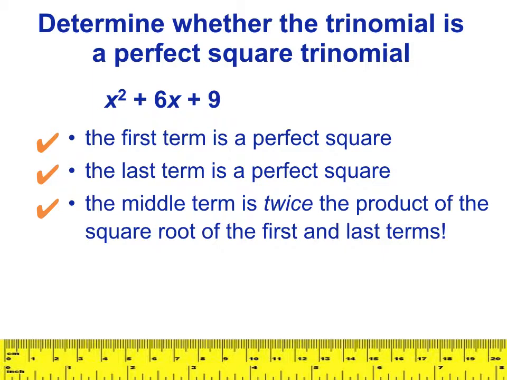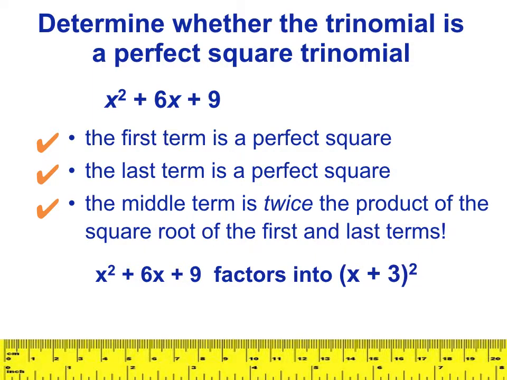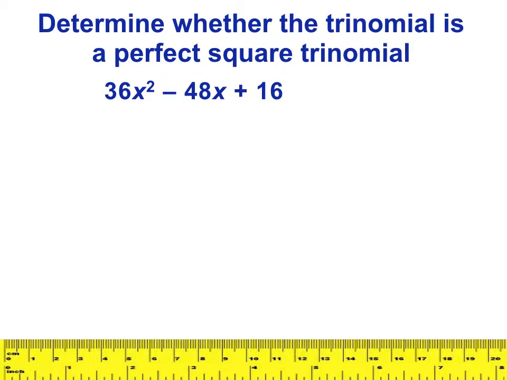Because of that, it can be factored into some binomial squared. It can be factored into x plus 3 quantity squared. So when we find a perfect square trinomial, it can be factored very easily. Here's another example. To determine if this is a perfect square trinomial, I do notice that there is a GCF of 4 which can be factored out. And this is helpful because 4 is a perfect square. So if the remaining trinomial is a perfect square trinomial, then the original one is as well.